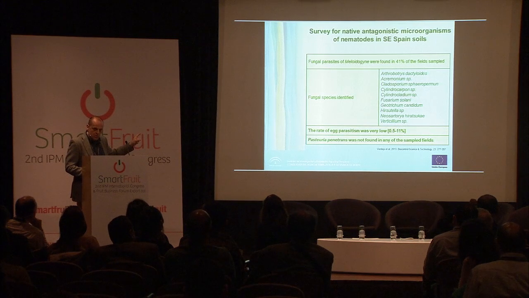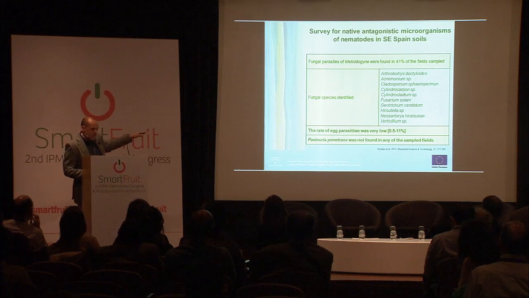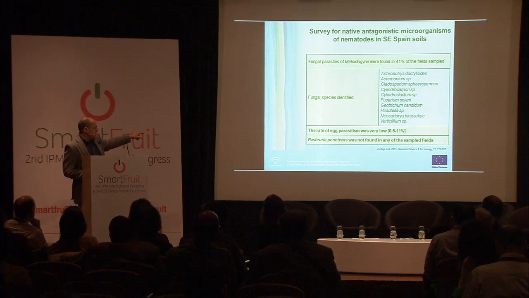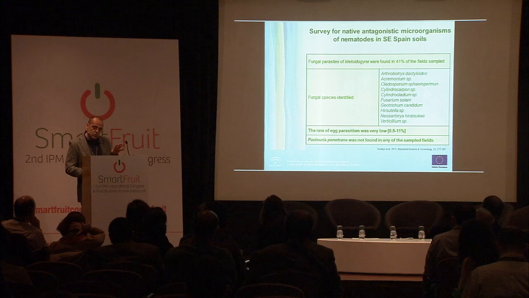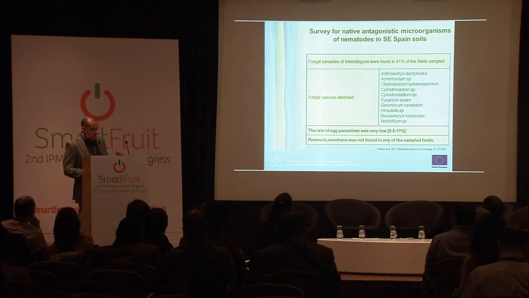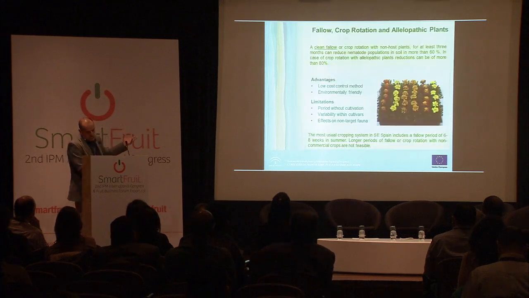I also like to show this slide because we sampled biological control agents in Almeria. We found a lot of fungi and parasites of nematode eggs, but the rate of parasitism was very low. There's another agent, Pasteuria penetrans, which was not present in this area, but we do find that in other parts of Spain. So maybe the production methods in the greenhouses in Almeria do not allow for the establishment of the populations of these fungi so that they can be effective. That doesn't mean, of course, that if we changed our cultivation methods, that would not change.